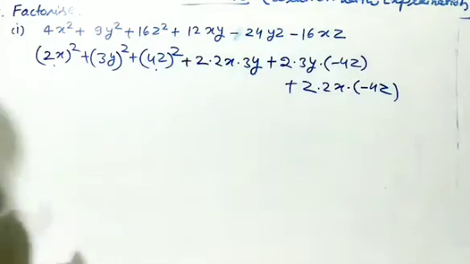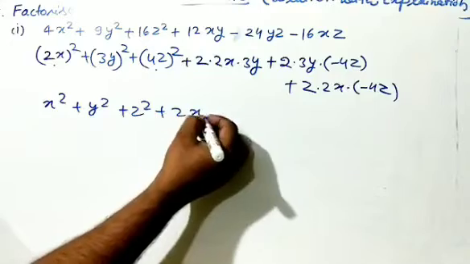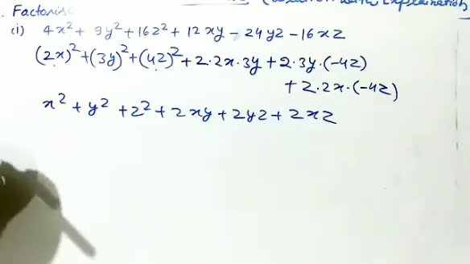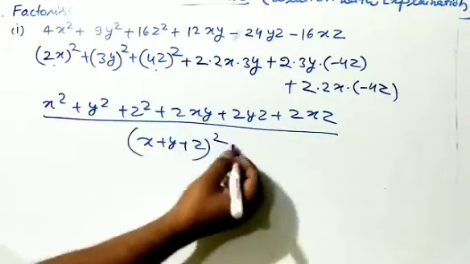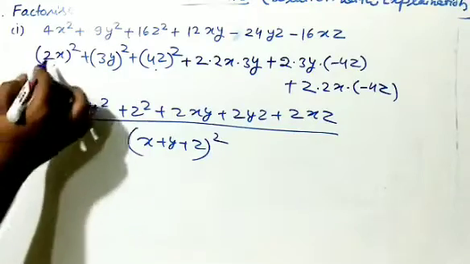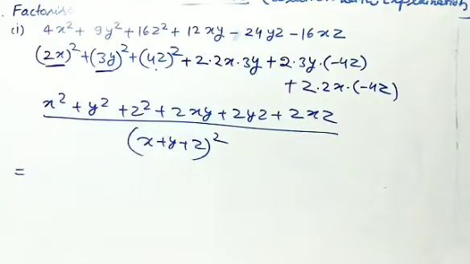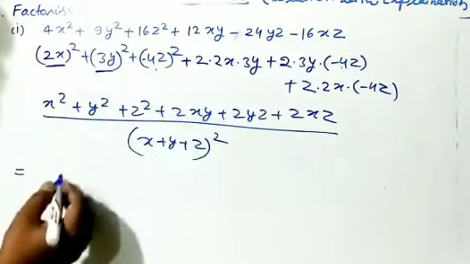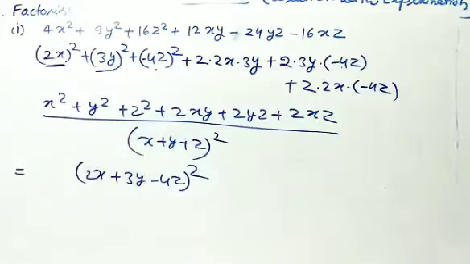So if we compare with x square plus y square plus z square plus 2xy plus 2yz plus 2xz, we can write which identity? (x + y + z) whole square. Comparing, x is 2x, y is 3y, but here we are taking minus 4z, so the answer is (2x + 3y - 4z) square. Okay, come to the next question.